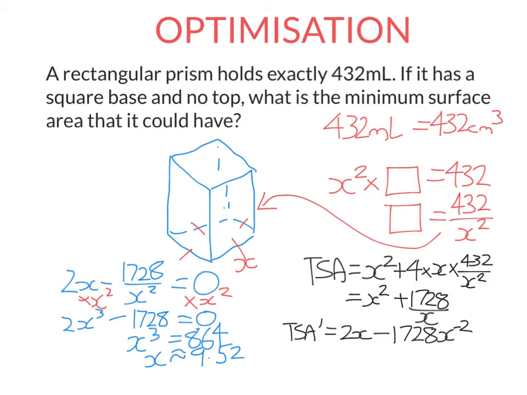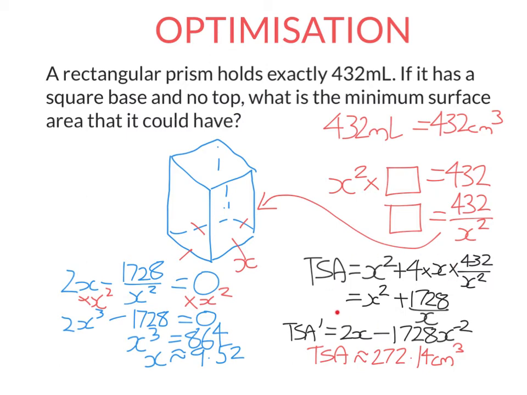So if I substitute my answer, the cube root of 864, into my expression for the surface area, I get that the total surface area there is approximately 272.14 centimeters squared. So note, when I'm substituting into this formula here, I don't want to round it to 9.52. I want to use the exact answer, which is the cube root of 864. That's what I substituted into here. Okay, so this is the process we're always going to follow.